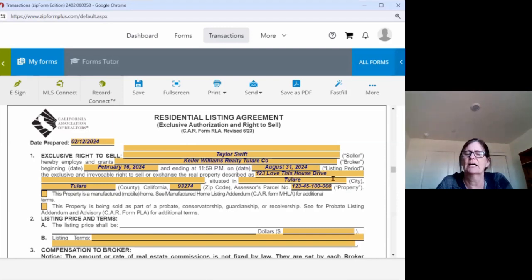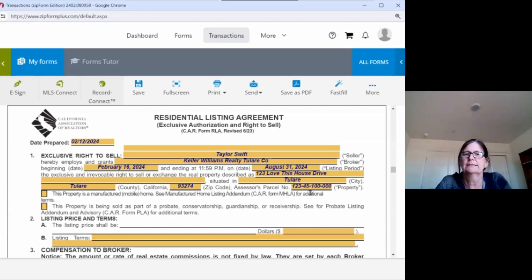We haven't had a lot of listings expire the way the market's been the last few years, but that's still how I do it. Okay, and then we got the address. Taylor lives at 123 Love This House Drive, and that's the property she's going to be selling, situated in the lovely city of Tulare. It's in Tulare County.